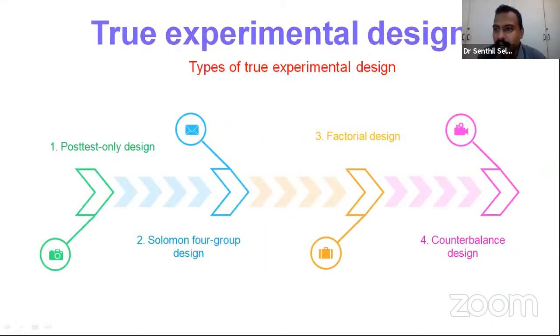Some of the examples for true experimental design: post-test only design, Solomon 4-group design, factorial design, and counterbalance design.